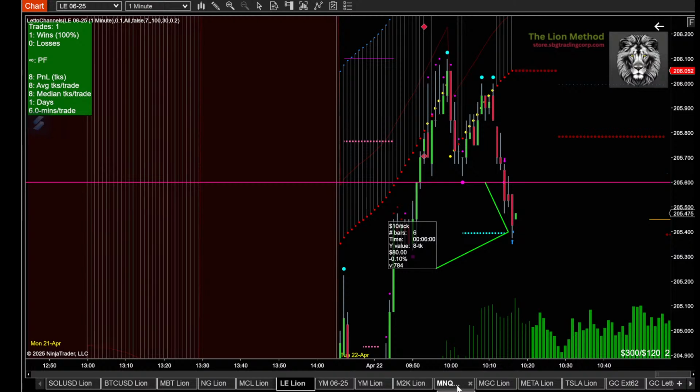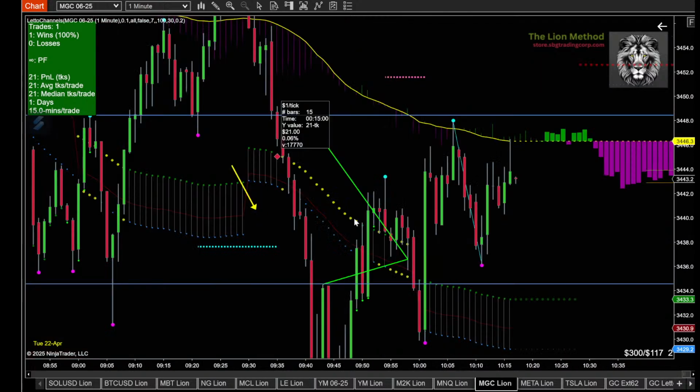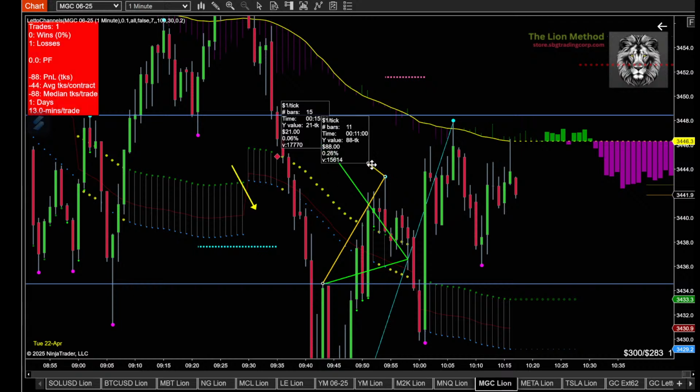What else do we get? A win in gold, $21 on micro contract. We'll take that, right? If you did hold on to it, congratulations again. That's about a $90 move, $88, something like that.